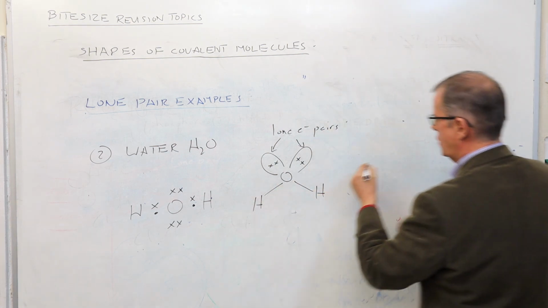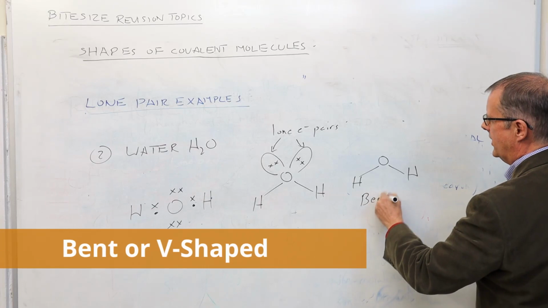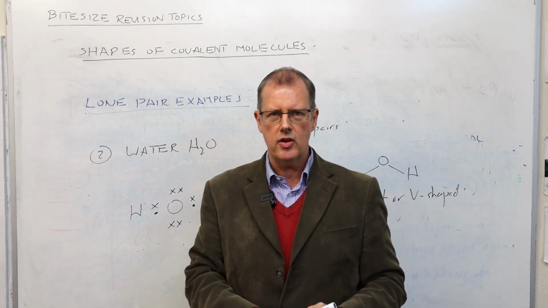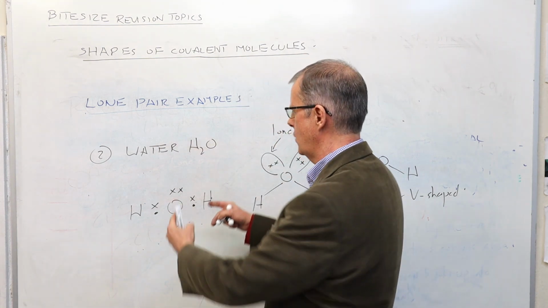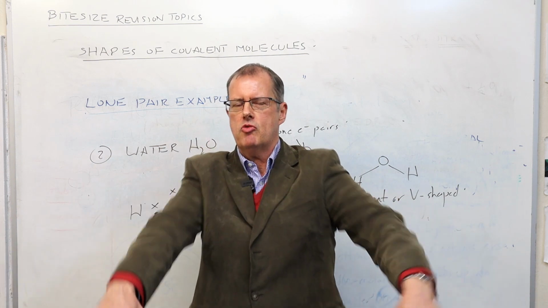So these are the lone electron pairs. Okay, and so the shape of that molecule is, we describe it as bent or V-shaped. It is absolutely not linear. You're ignoring the lone pairs. They're having a whacking great effect. 2 lone pairs which are repelling each other enormously and pushing those hydrogens right away.